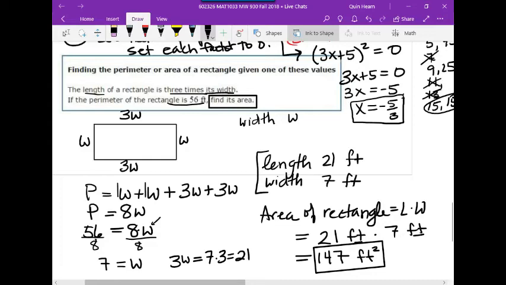So you're going to have some problems in ALEX where you're expected to understand how to find a perimeter and an area of a rectangle.